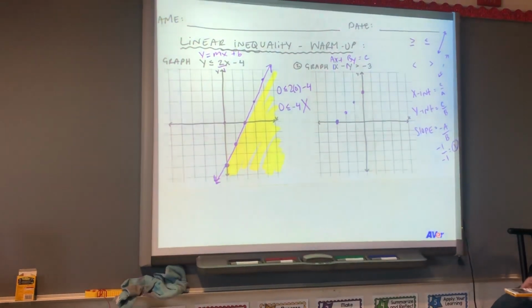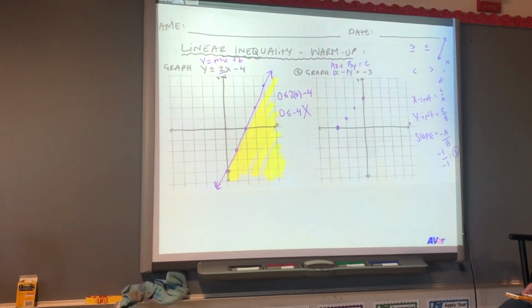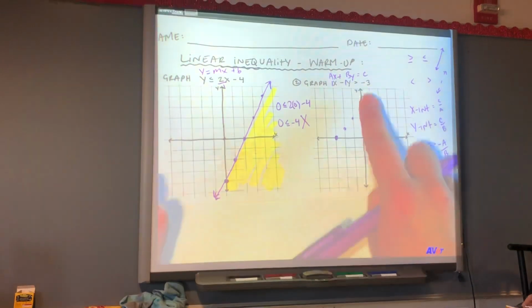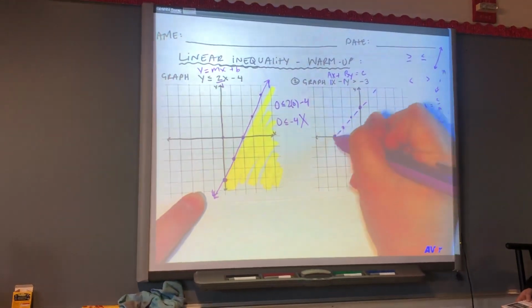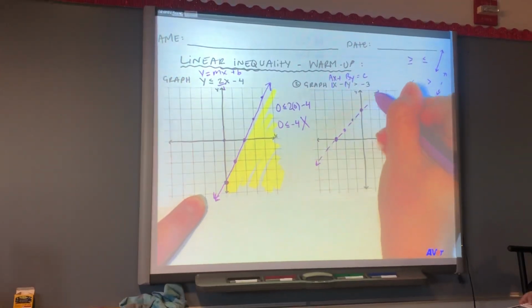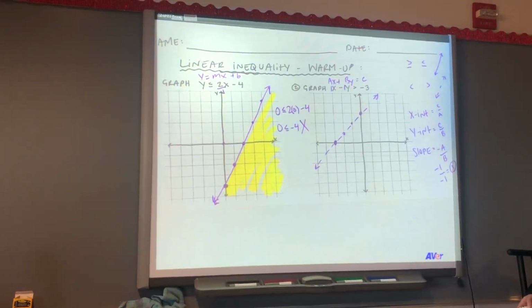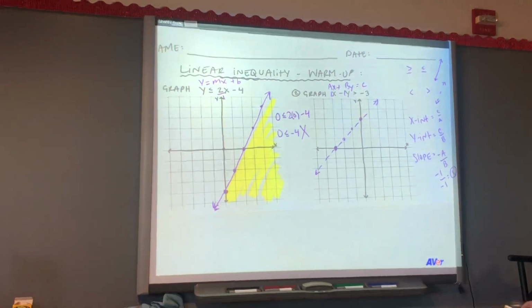All right, how do I draw my line, guys? Solid or dashed? Dashed, because there is no or equal to symbol on the inequality. This is a dashed line. And am I done with the answer? No, I have to shade. And how do I shade? Test the origin.